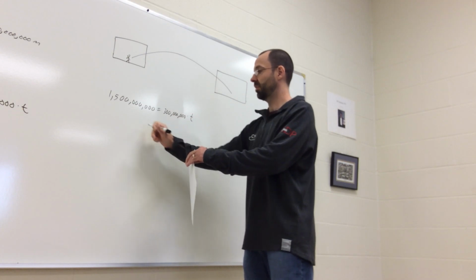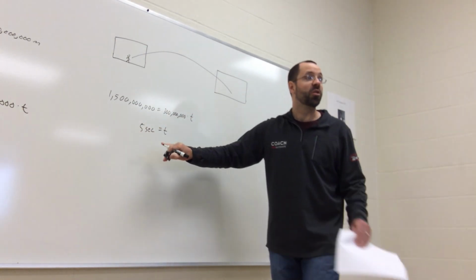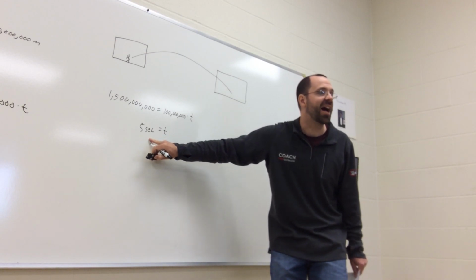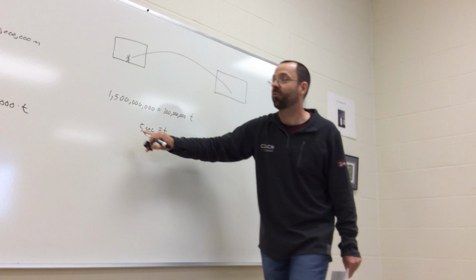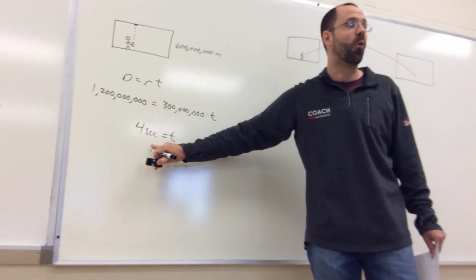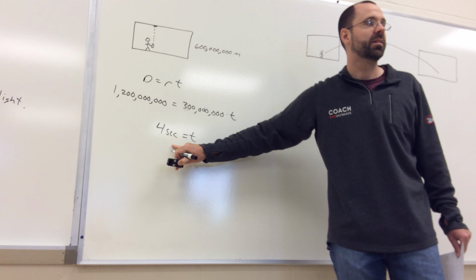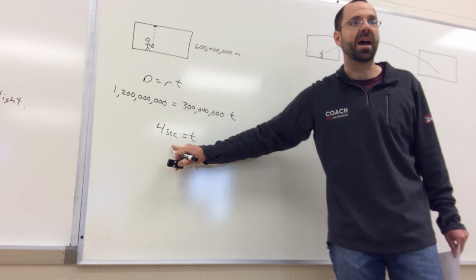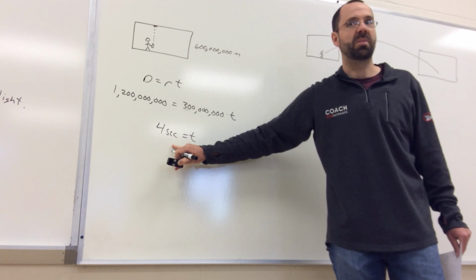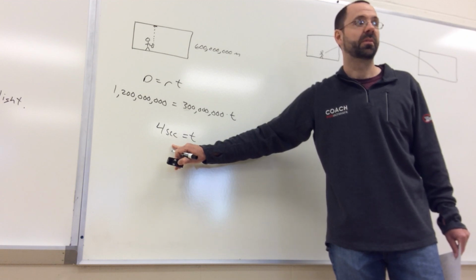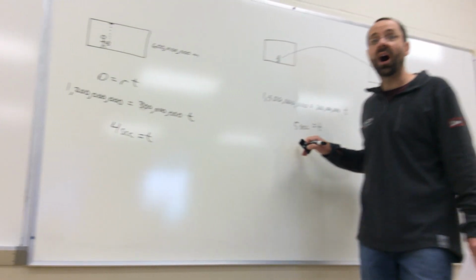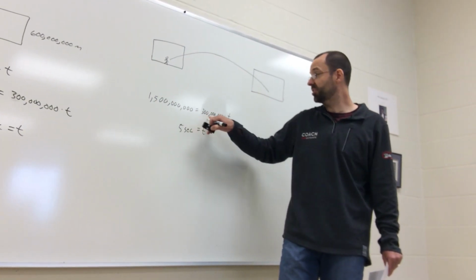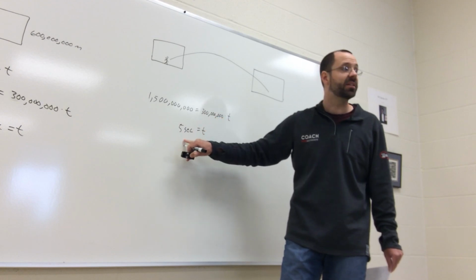So check this out. For the person outside the train, 5 seconds went by. But for the person inside the train, 4 seconds went by. If the speed of light is going to be constant, regardless of the observer, then time has to change depending on the observer. Uh-oh. You with me? Do you see why time has to be different? If this stays the same, time has to be different.